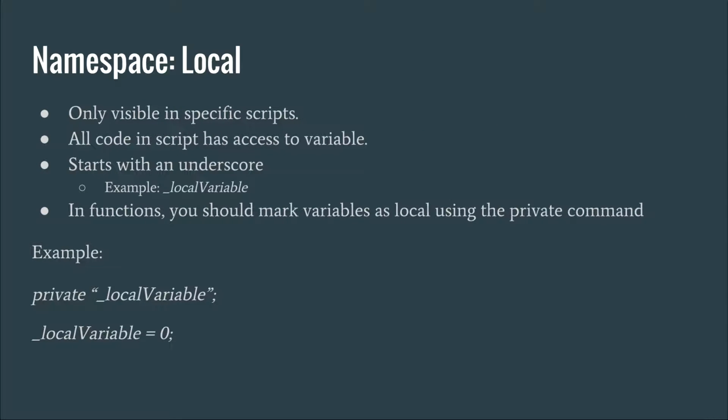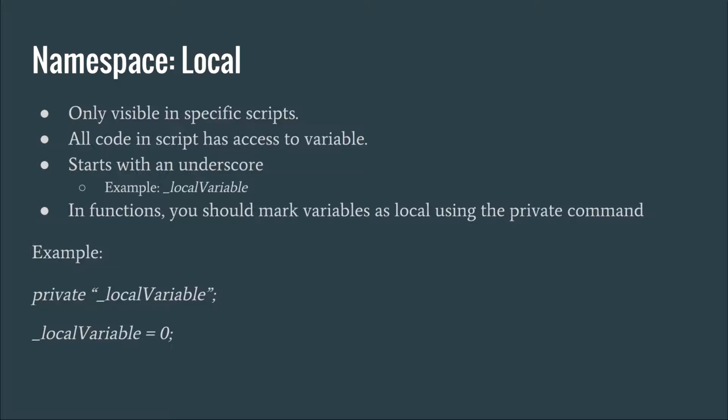In the local namespace, variables are only visible within the specific script that they were created in. This entire script has access to this variable, but other scripts do not. All local variables start with an underscore. So an example, underscore local variable. That variable would only be visible within the script it was created, and only that script would be able to use it.